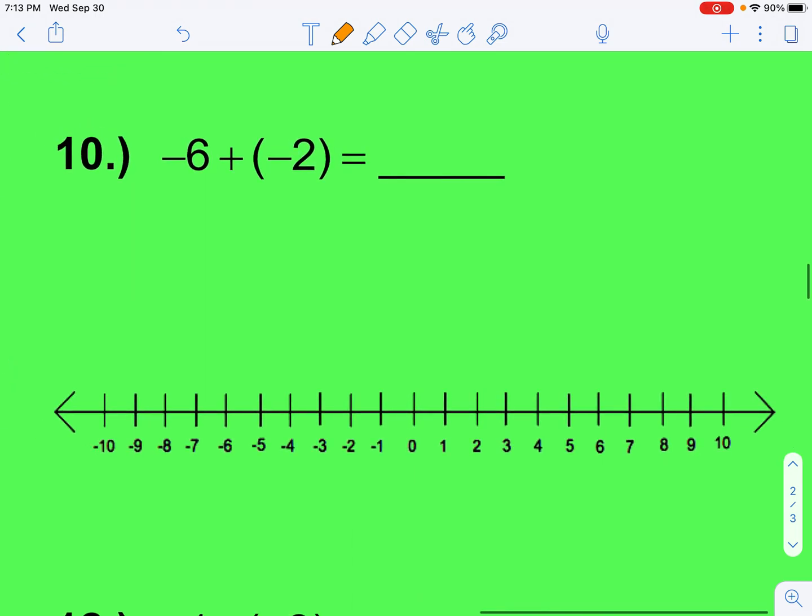Alright, looking at number 10. This time I'm going to start on my first number, which is -6. My problem is -6 plus -2. -2 is telling me I'm moving to the left. So I'm going to go 2 more places over. So my answer is now -8.